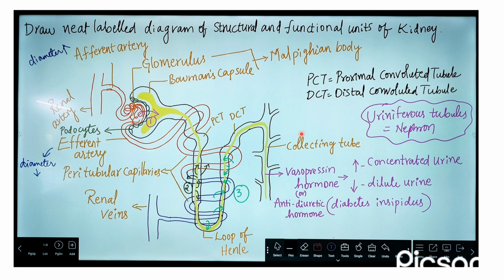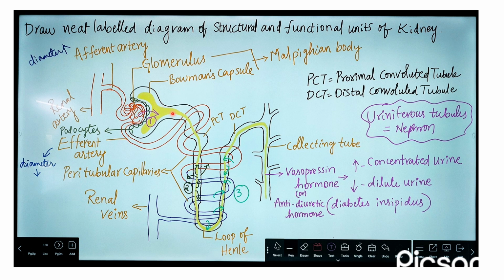Each nephron has two parts. One is Malpighian body and the other is renal tubule. Malpighian body has two parts: glomerulus and Bowman's capsule. This red mesh-like structure is called glomerulus and this cup-shaped body is called Bowman's capsule.